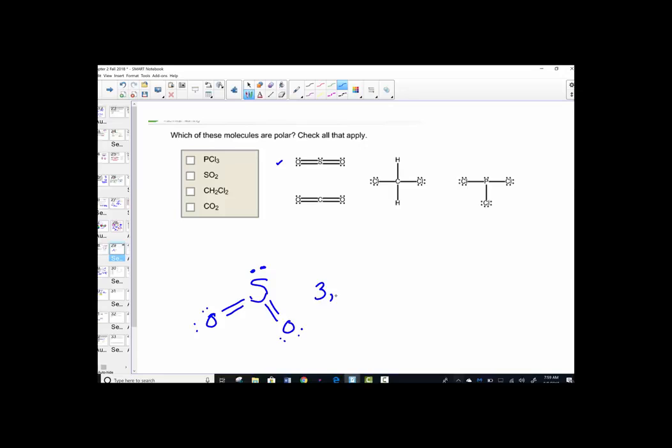This is a 3-2-1 molecular geometry. See these dots? There's 3 domains. 2 of them are bonded, 1 of them is not. The molecular geometry here is bent, meaning that this exposed electron pair is an area that is electron rich, and therefore, if I stand in the center, all 3 domains are not identical. That molecule is polar.